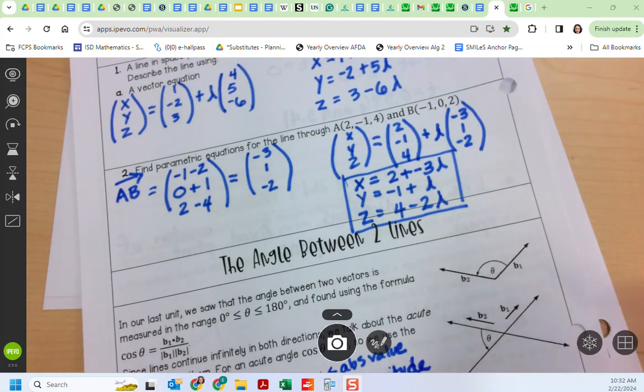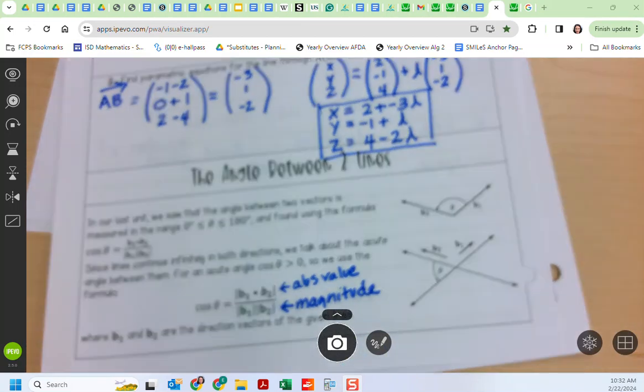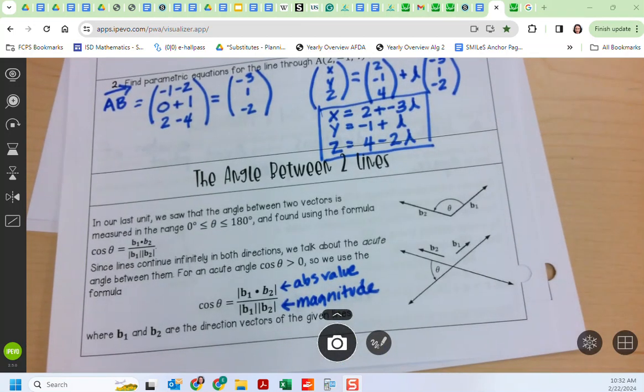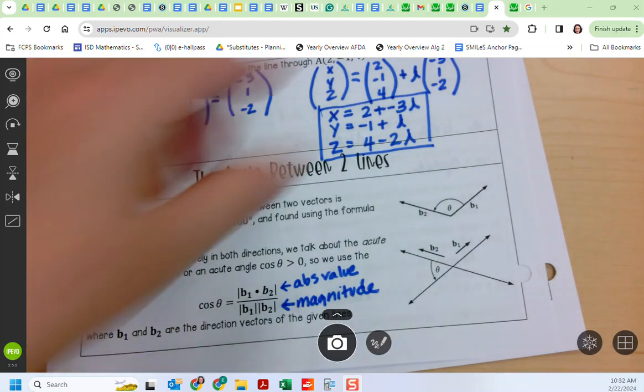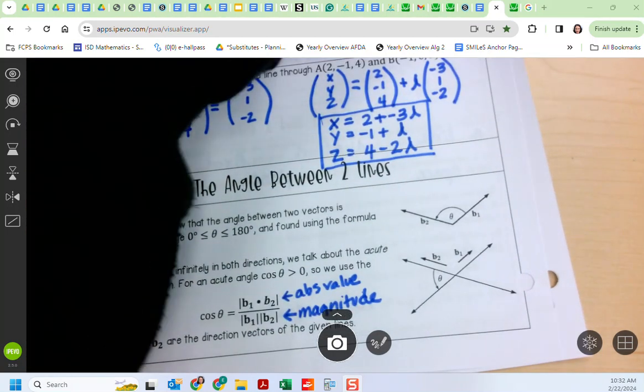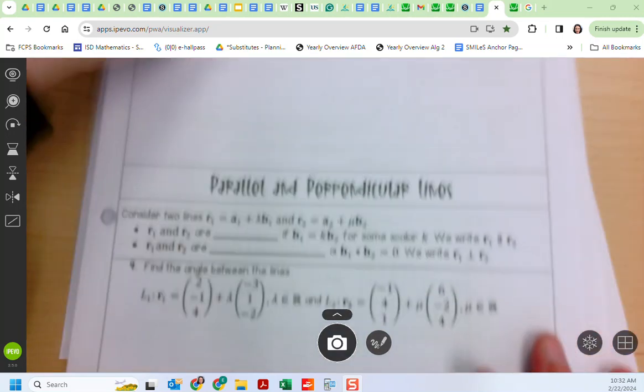Okay? So if you have bars on a dot product, that's absolute value. And then if you have bars on a vector, that's magnitude. Okay, let's turn the page.